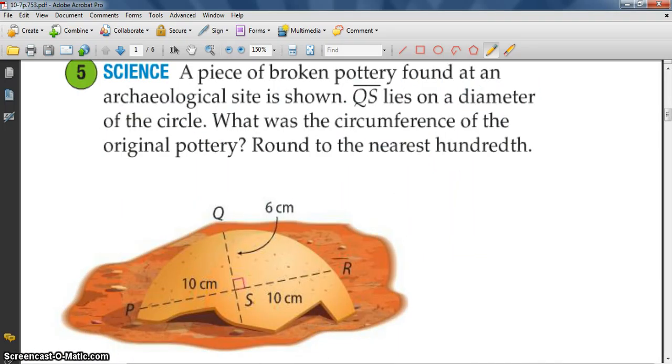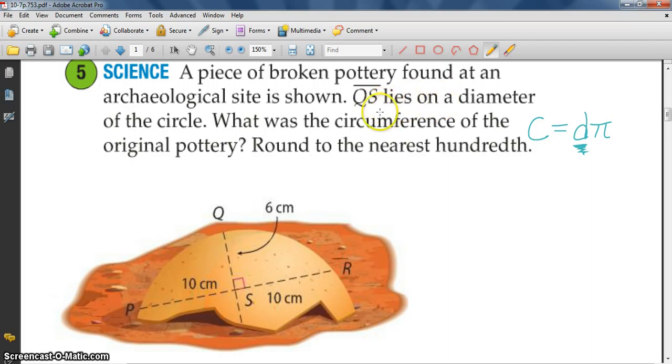Number 5, a piece of broken pottery found in an archaeological site is shown. Segment QS lies on a diameter of the circle. What was the circumference of the original pottery? Round to the nearest hundredth. So circumference is equal to 2 pi r, or diameter times pi. So we need to figure out what the diameter is first.